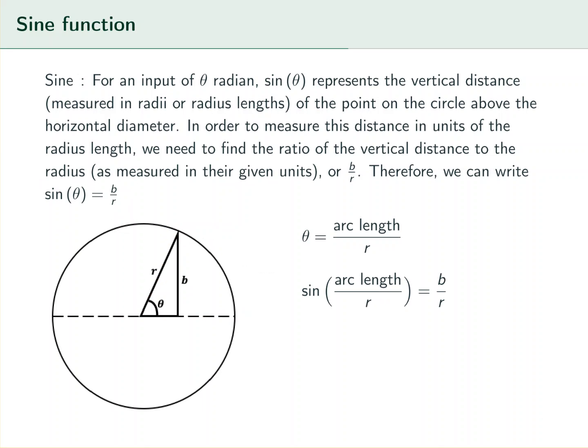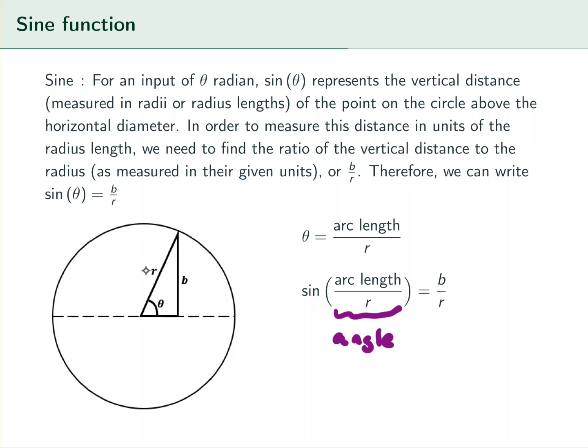So if you look at right here, sine, again, this represents an angle in radian, which is arc length divided by radius. And the output is this vertical distance from horizontal diameter divided by r, radius length.